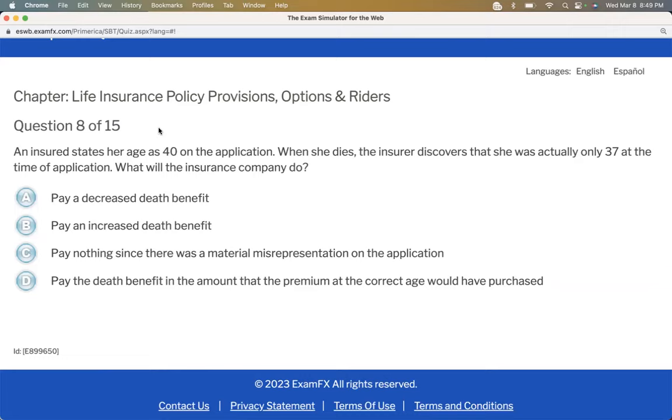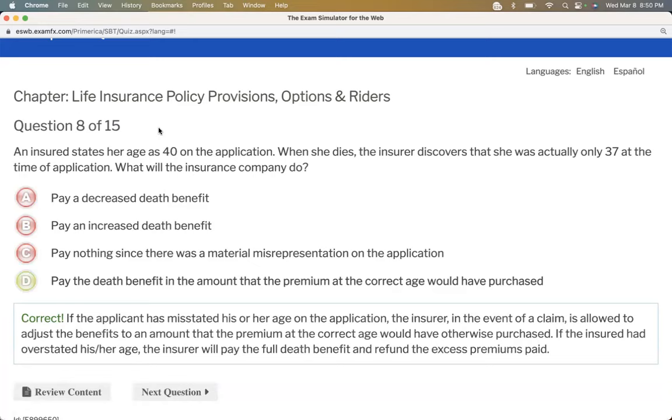An insured states her age as 40 on the application. When she dies, the insurer discovers that she was 37. What's going to happen? D. Mm-hmm. Yep. That's right. Good job.